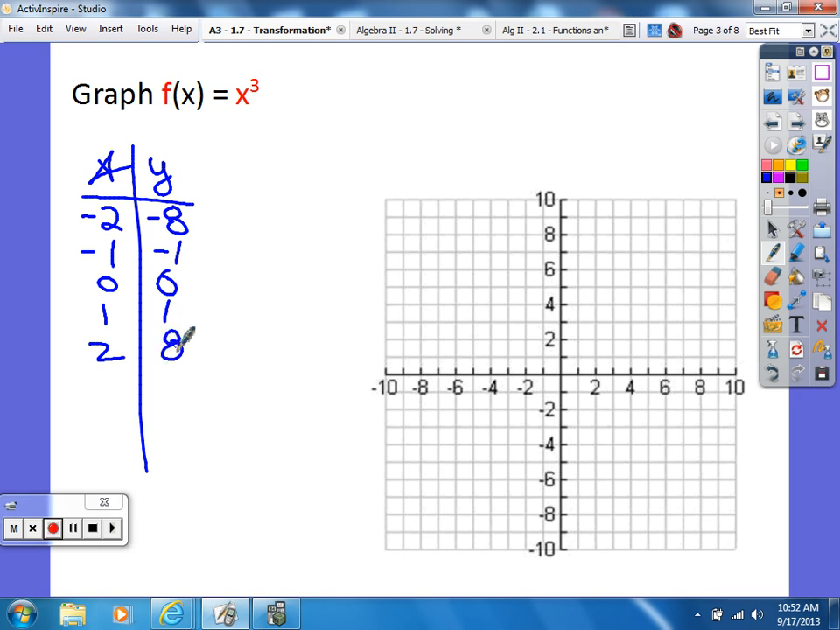So that table of values gives me the original equation, right? So I'm going to plot those. I'm going to use blue to plot mine, but you probably use your pencil, which is perfect.